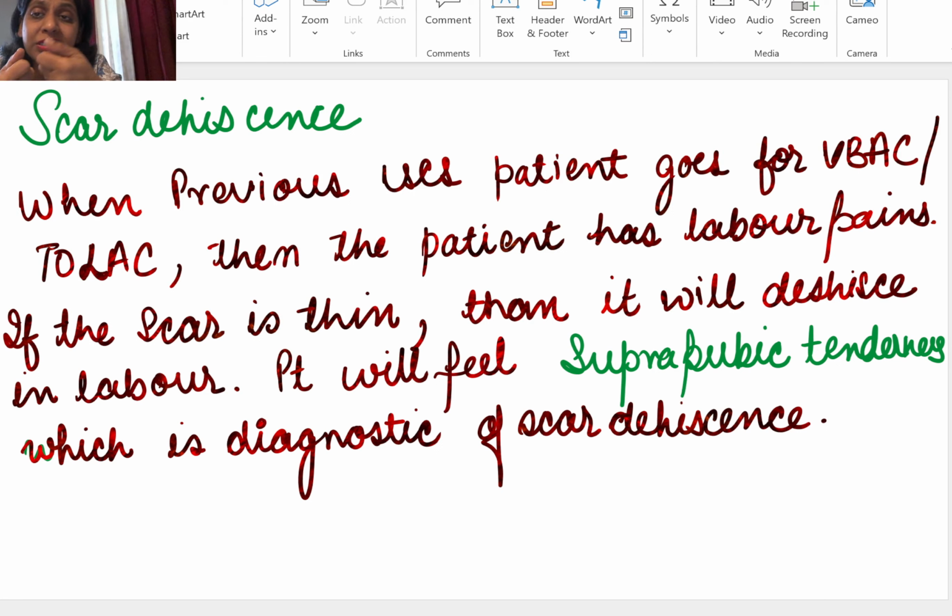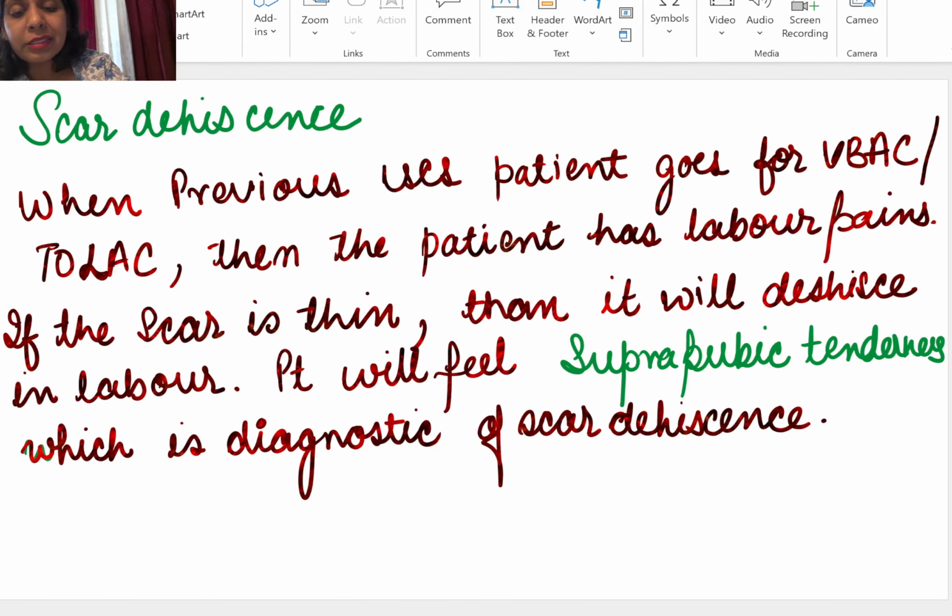Now sometimes the scar is so thin that before the stage of the rupture, the scar starts separating. That stage is known as scar dehiscence. At that time the patient feels suprapubic tenderness because the scar is separating. Now this tenderness is not in the whole uterus. This tenderness is limited only up to the pubic area, because you all know that the scar on the uterus during the cesarean is in the lower segment, and that is the pubic area. So when the patient feels suprapubic tenderness, it is diagnostic of scar dehiscence.